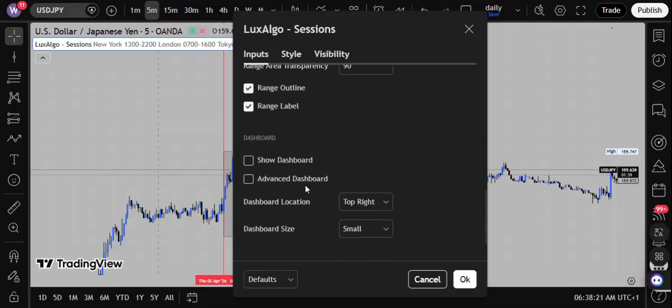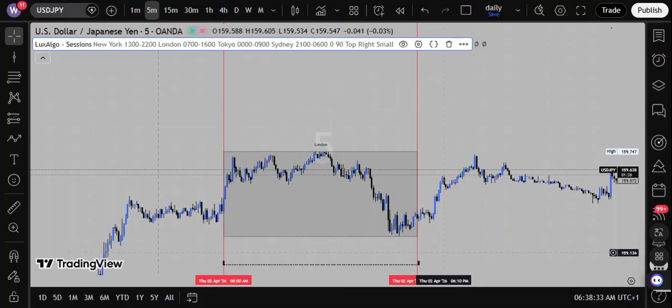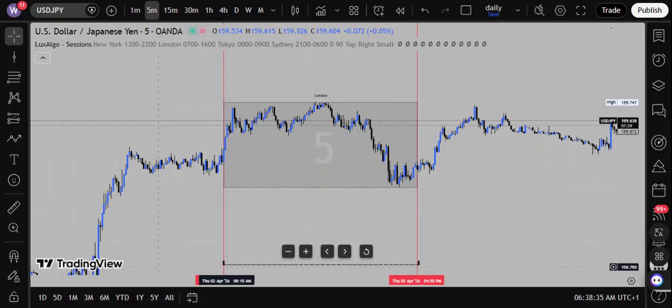So if you want to see the dashboard, you don't need all of this. Show session divider, you don't need all of that. So if you prefer, you can still put all this, right? So you can mark the start and the end of each session, which is this. Can you see this black box, right?